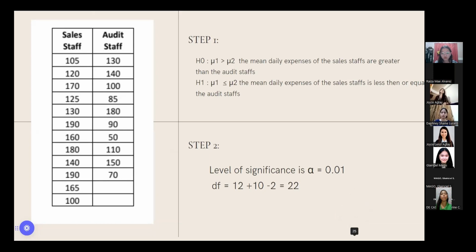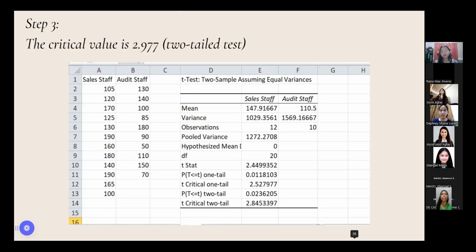And for step 2, the level of significance is alpha equals 0.01. The critical value is 2.977. In order to get the critical value, we use two sample t-tests. Degrees of freedom is 10 plus 12 minus 2, equals 20. We also assume that it is an equal variance.